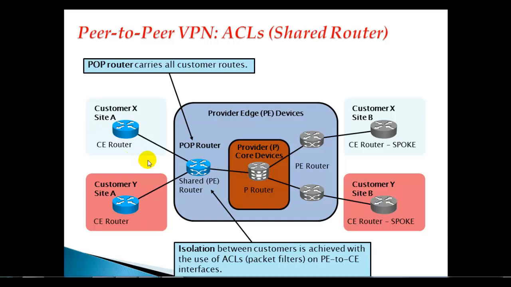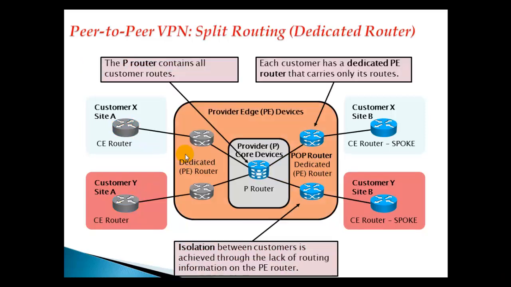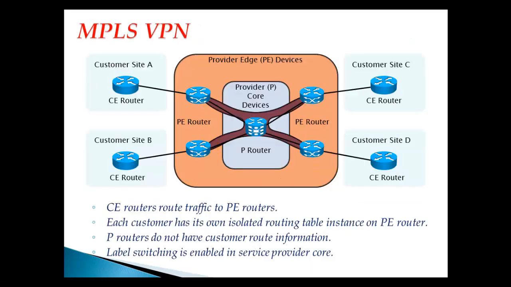Now there is one alternate option you have. Instead of connecting to the same router, let's go with an alternate option here. The alternate option is we can have split routing or a dedicated router for each customer. Now customer X connects to a separate router, customer Y connects to a separate router, and then we don't really exchange any routing information between these two. In the previous scenario, we connected customer X and Y to the same router, but this time we are using two different routers. But again, this is also not a scalable solution. If you have hundreds of customers, we would need hundreds of provider edge routers, which is again not a scalable solution. Now MPLS VPNs are going to solve all of these problems.